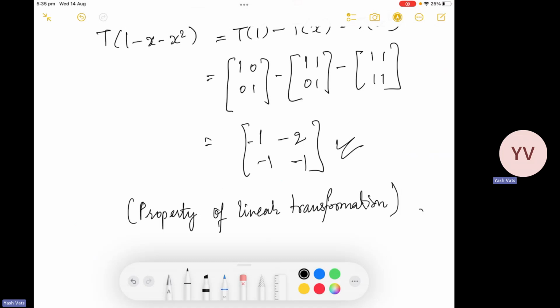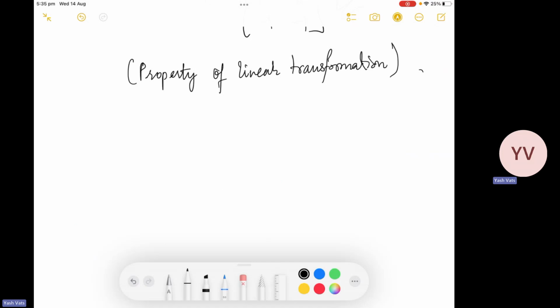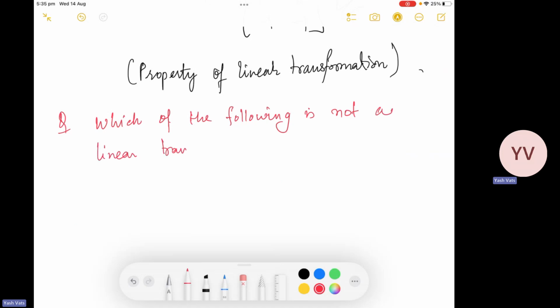So that's simple. So we are going to try another question. So we have another question: which of the following is not a linear transformation?